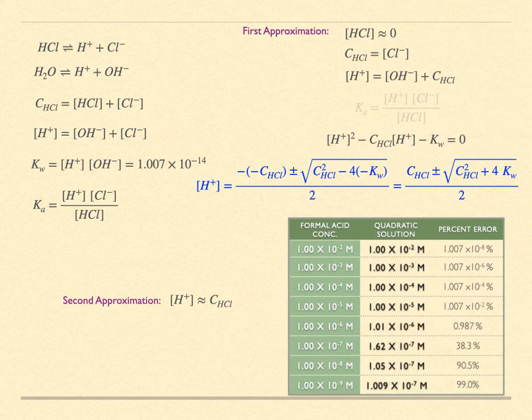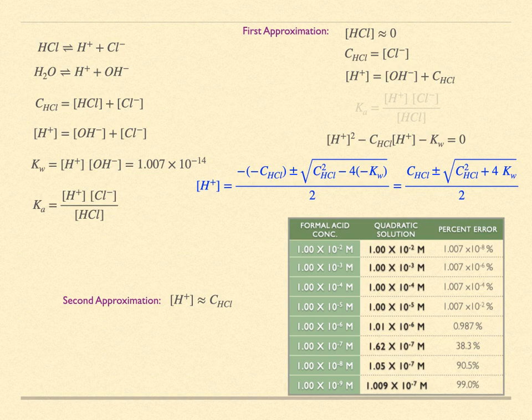Well, here's a table showing the results of the quadratic solution versus the approximate solution for various formal acid concentrations. Also given is the percent error made by the second approximation. Notice that for concentrations greater than 1 micromolar, the error is less than 1%, but the error quickly grows to an unacceptable level at lower formal concentrations. Takeaway message: use the second approximation for formal acid concentrations greater than about 1 micromolar if a 1% error is acceptable, and if not, use a higher cutoff value. But below some level, you will need to use the quadratic solution.